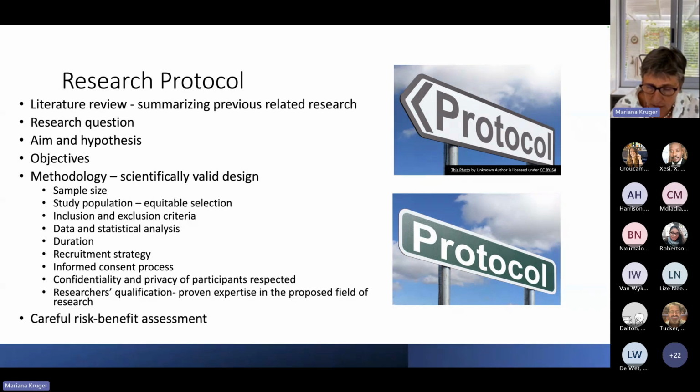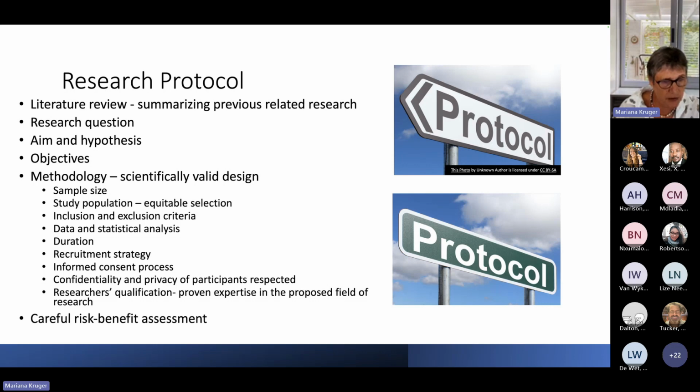And this again, I want to urge you who are supervisors of postgraduate students, please guide them in developing a scientifically valid design. It is very often where we start off giving quite a lot of critique on the methodology. Then you look at the sample size, whether the study population is the correct study population, whether it will be equitable selection and fair selection of the participants. We look at the inclusion and exclusion criteria and make sure that vulnerable populations are protected. We look at the data and statistical analysis plan. We look at the duration of the study.